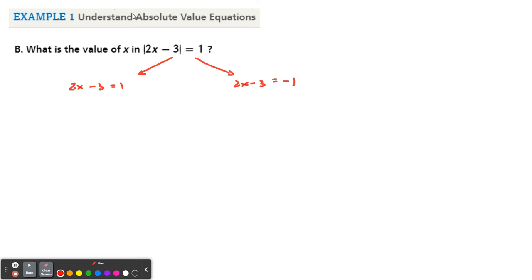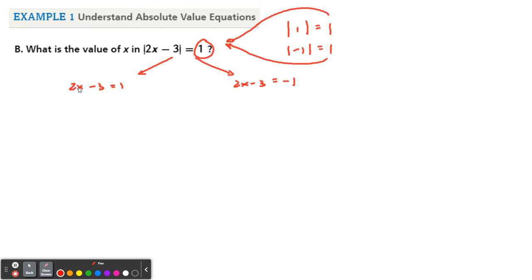And the idea is the following. If the 2x minus 3 equaled 1, the absolute value of 1 is still 1. If the 2x minus 3 equaled -1, the absolute value of -1 would still be 1, which is what the right side equals. So what's inside the absolute value could be a positive 1 or a -1, and this equation would be true. So now we have to find the two values of x that make that happen.